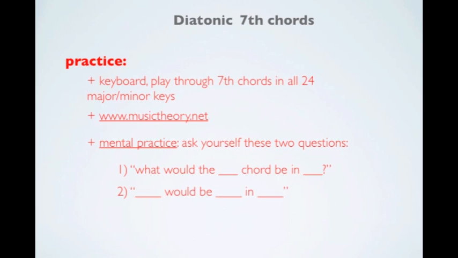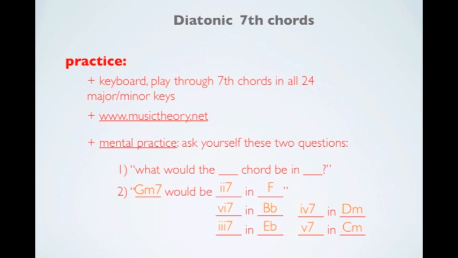And the second question, blank would be blank in blank. For instance, G minor 7 would be what in what key? It could be the ii7 in the key of F, the vi7 in the key of B flat, the iii7 in the key of E flat. Can you think of any more? The iv7 in the key of D minor, and one more. The minor v7 in C minor.